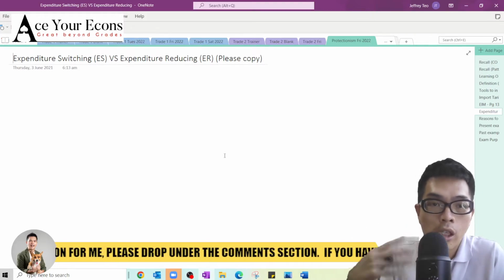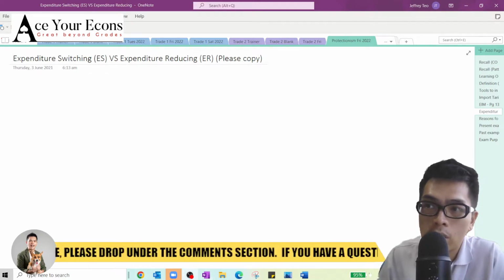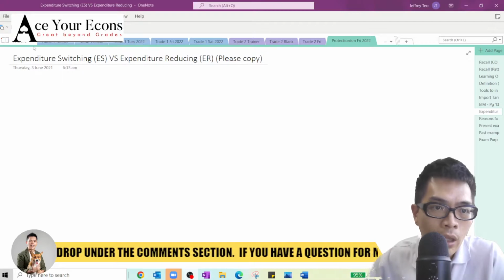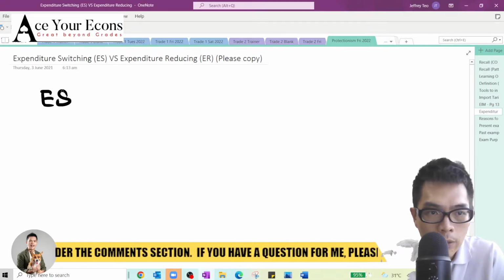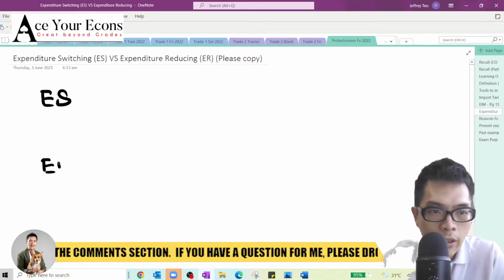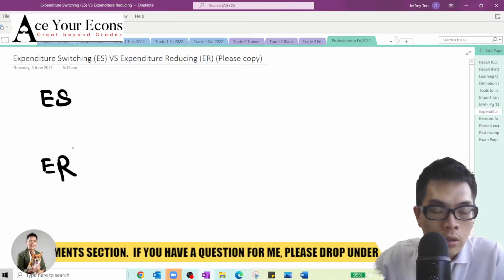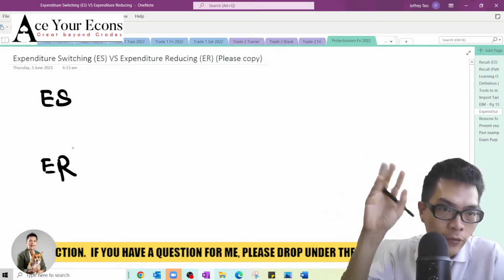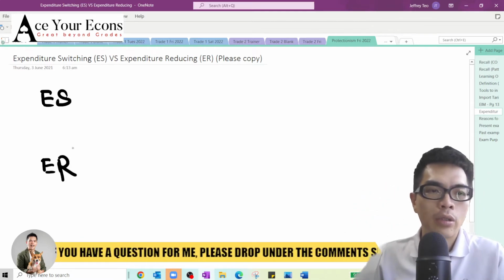So we are no longer concerned about expansionary monetary, expansionary fiscal. These are not our concerns. So we want to look out for expenditure switching and expenditure reducing. These are our main two. I'm just going to make a quick differentiation. I'm going to quickly differentiate the two. Before that, maybe you all want to try. What is the key difference between the two?